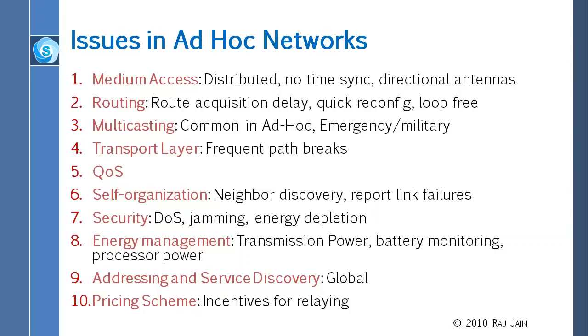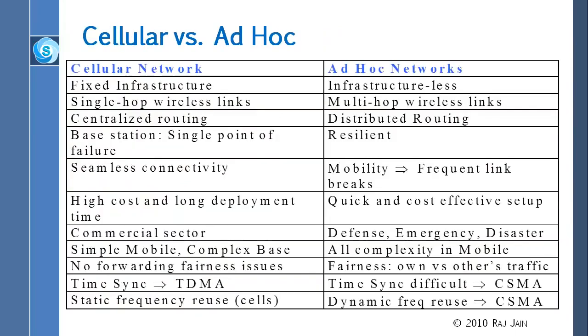But the issue is, why would somebody want to relay the traffic to somebody else? And the networking and everything else talked about. So the mobile stations are rather complex with ad hoc networks. No forwarding fairness issue. One of the issues in ad hoc networks is how much energy and time and resources you devote to forwarding other people's traffic versus your own traffic.